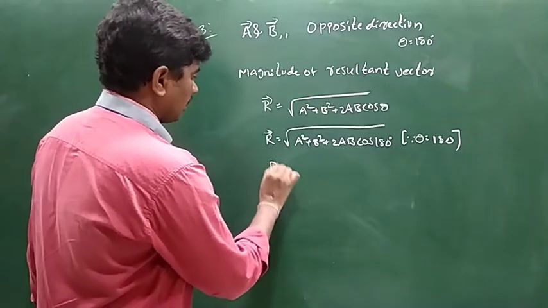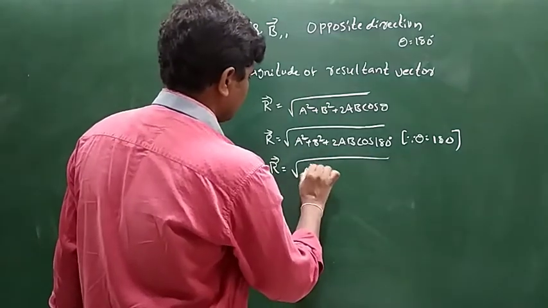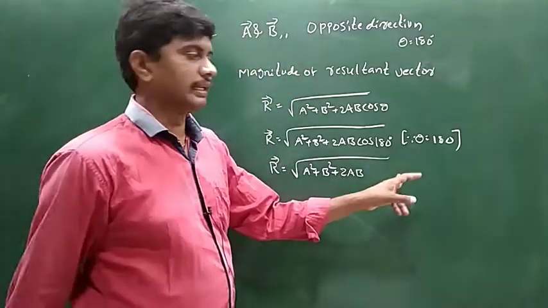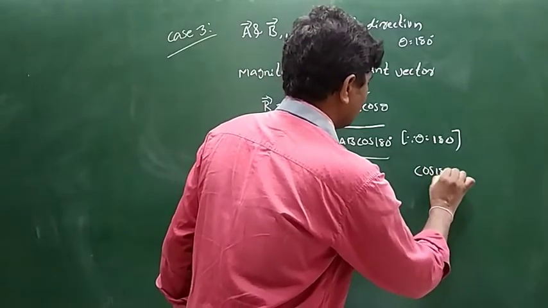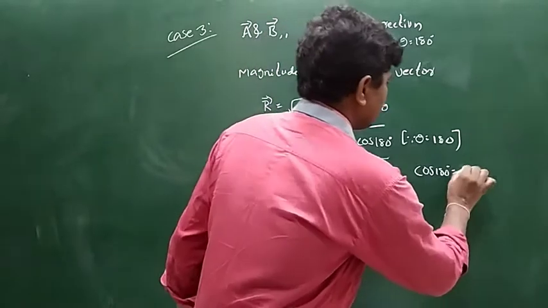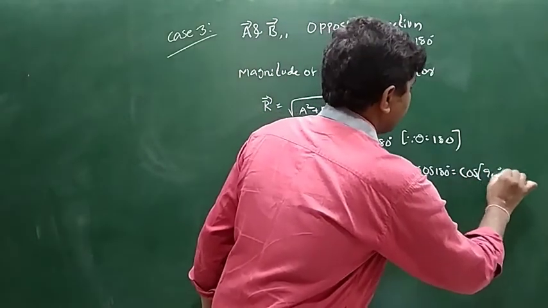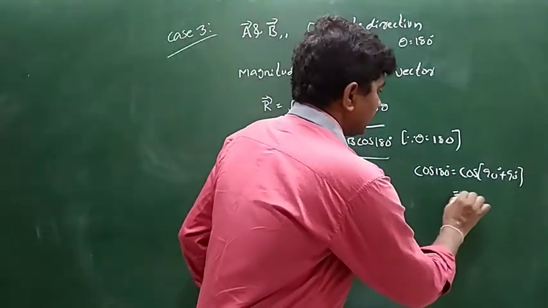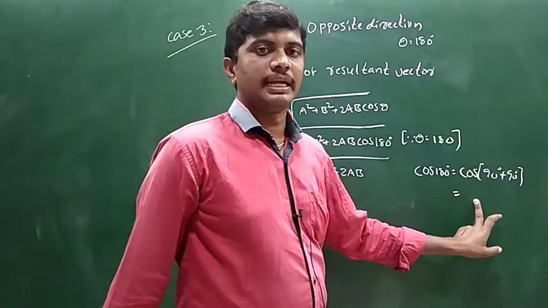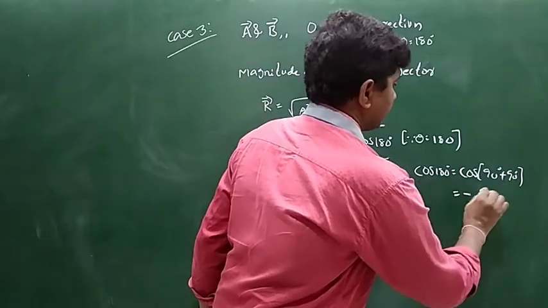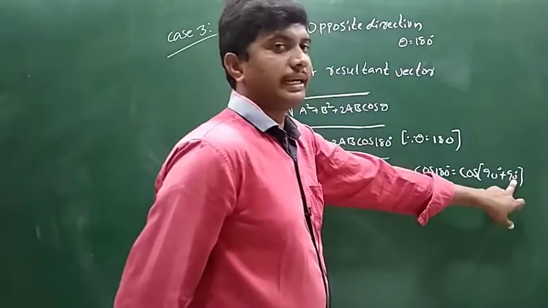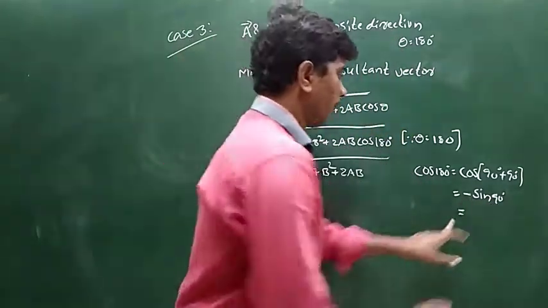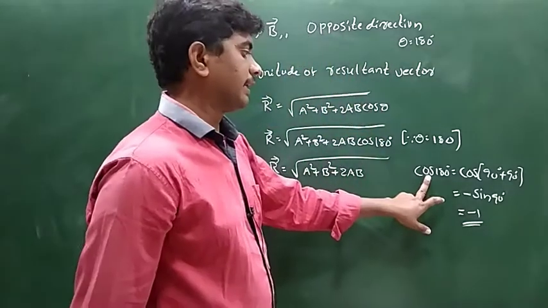Next, R bar equal to under root of a square plus b square plus 2ab cos 180 degrees. Cos 180 degrees equal to cos of 90 plus 90. But cos of 90 plus theta is equal to minus sin theta, where theta is equal to 90 degrees. But sin 90 degrees is equal to 1, so minus 1. Therefore, cos 180 degrees is equal to minus 1.